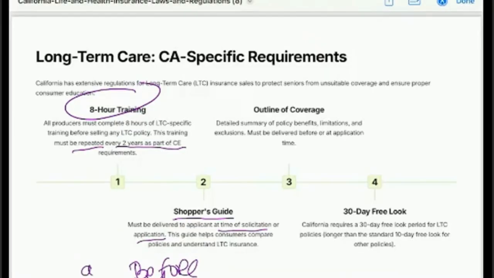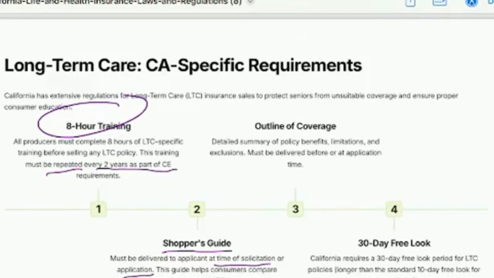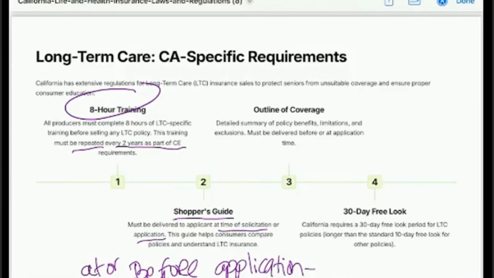And that's kind of just going over the policy that you are soliciting or trying to sell to the customer, right? This guide helps consumers compare policies and understand long-term care insurance. And then the outline of coverage would be after that. The detailed summary of the policy benefits, limitations, and exclusions must be delivered before or at application time. So both of them are at or before application.